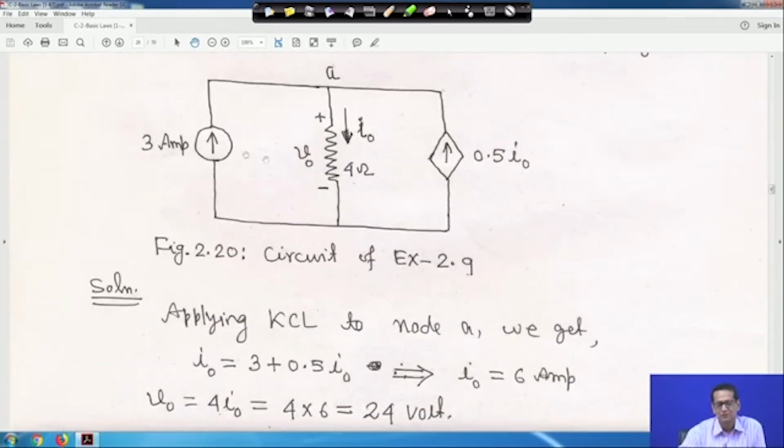Here also you find out power absorbed or power supplied. This is not done. All these things if I do, it will be too lengthy. It is an exercise for you. For every case you find out power absorbed or power supplied by your electrical elements, right.